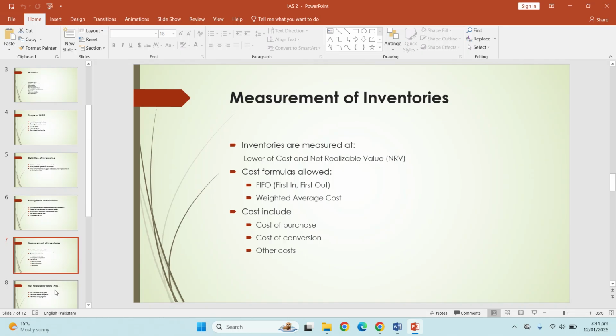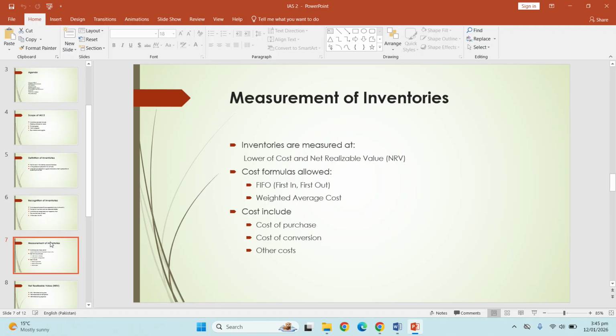And here is the measurement of inventories. Basically, inventories are measured at the lower of cost and NRV. In this, cost includes purchase price, transport, duties, direct labor, and production overheads. And NRV is the estimated selling price minus the cost to complete and sell goods. I will explain NRV in an upcoming slide.